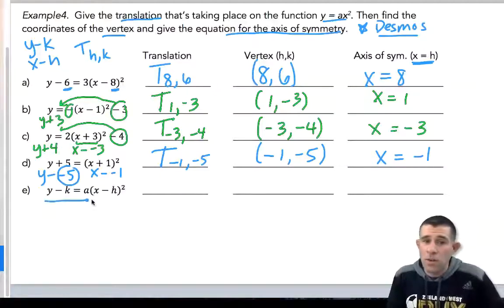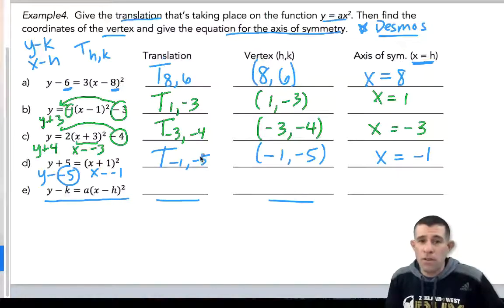All right, try this one on your own. See if you can come up with it just using the letters for your translation, your vertex, and your axis of symmetry.